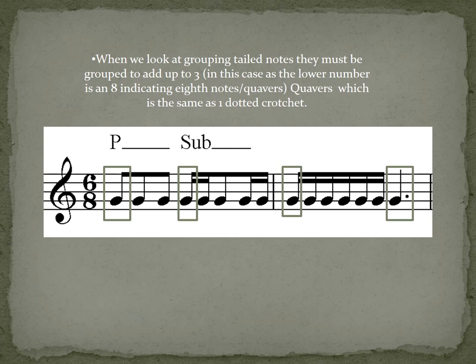So each bar will contain 2 dotted crotchets. The second bar, exactly the same. 6 semiquavers, all joined together, add up to 1 dotted crotchet, i.e. 1 group of 3 quavers. And then the 1 dotted crotchet for the second half of the bar.